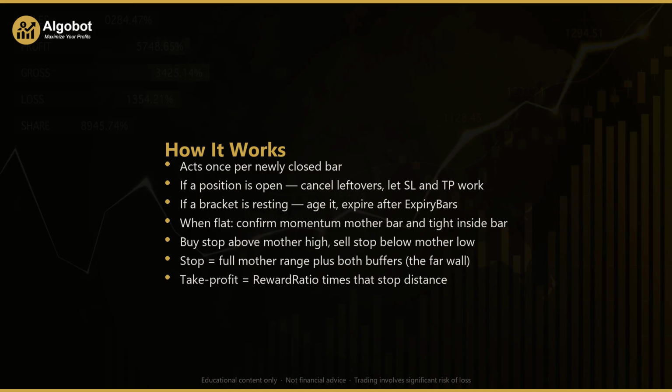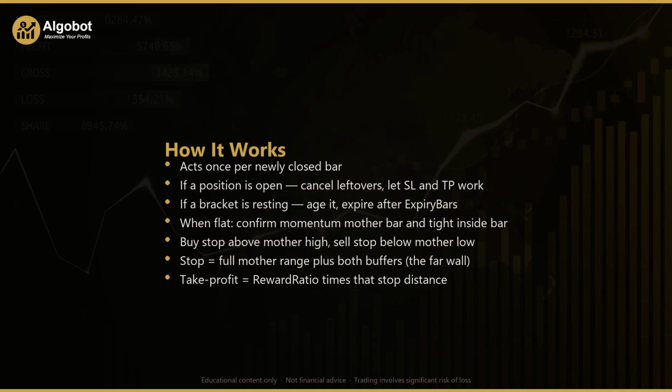Now it builds the bracket. It calculates a buffer as a fraction of the mother bar's range. The buy stop is placed that buffer above the mother's high, and the sell stop that buffer below the mother's low. The structural stop distance, which it calls risk, is the full mother range plus both buffers, in other words, the far wall of the coil. A filled long order is therefore protected by a stop just below the mother's low, and a filled short by a stop just above the mother's high. The take profit sits at a fixed reward-to-risk multiple of that stop distance.